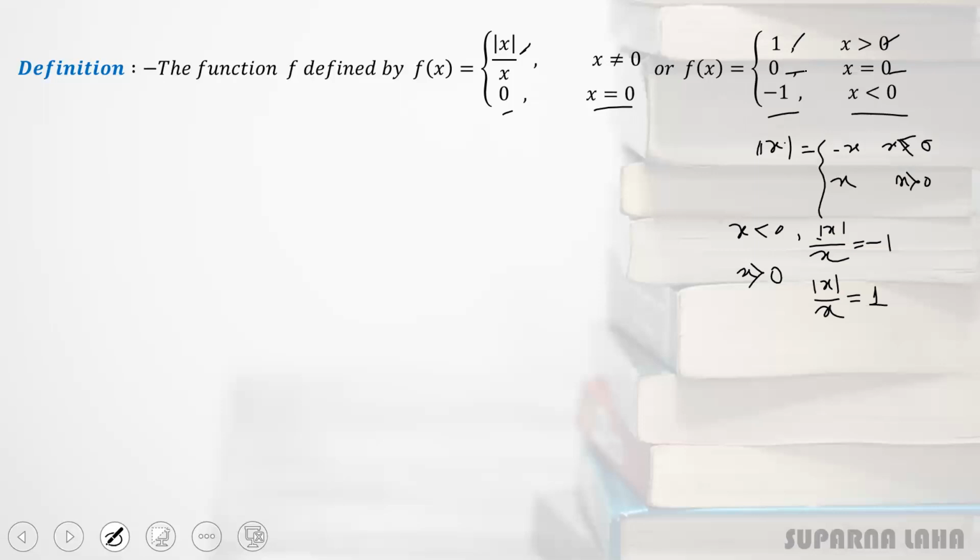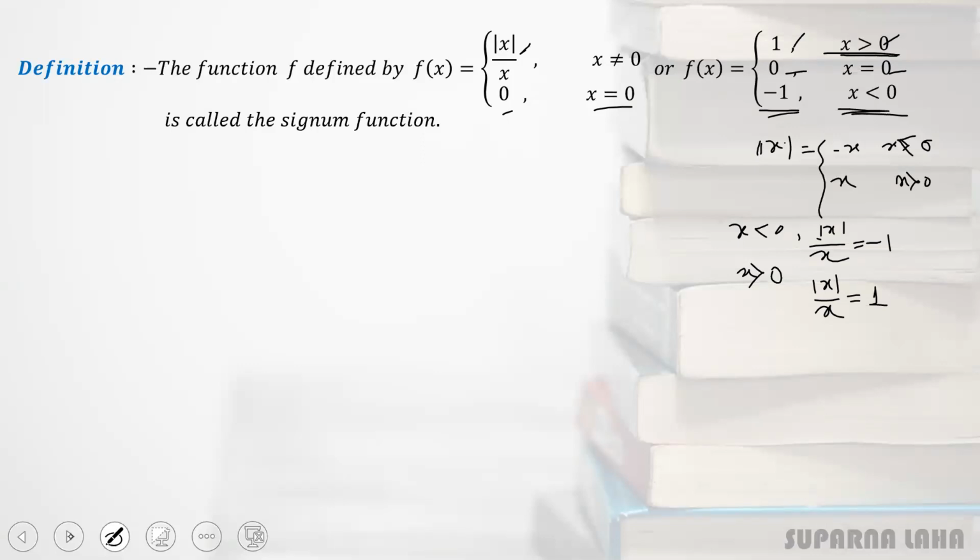Okay, so the function we can define: for every value of x that is greater than 0, the functional value is 1. And for every value of x which is less than 0, the functional value is minus 1. And at x equal to 0, the functional value is 0. So this function we will call the signum function.